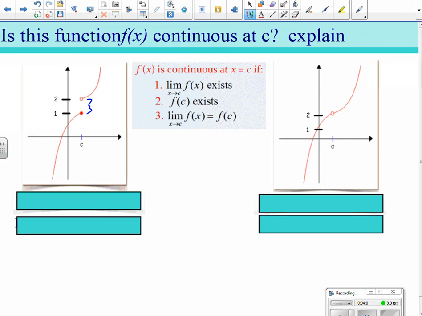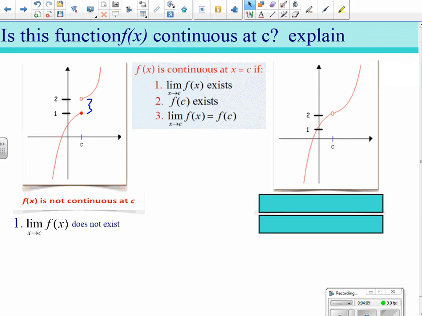And for that, I would have to say that f of x is not continuous at c because the limit as I approach c does not exist. I do not approach the same value from the left as I do from the right. So the limit from the right side does not equal the limit as x approaches c from the left side of c. For that reason, I fail this condition. I can stop right there. I know this thing is not continuous.